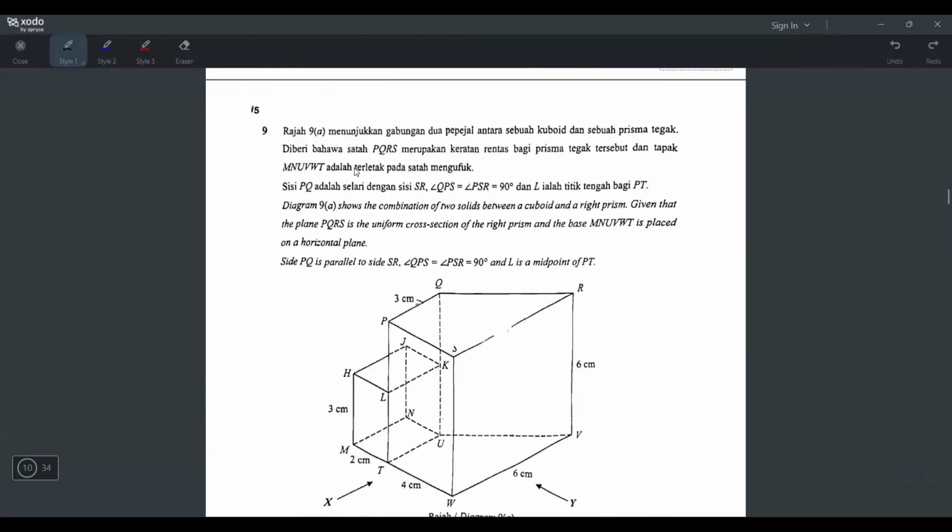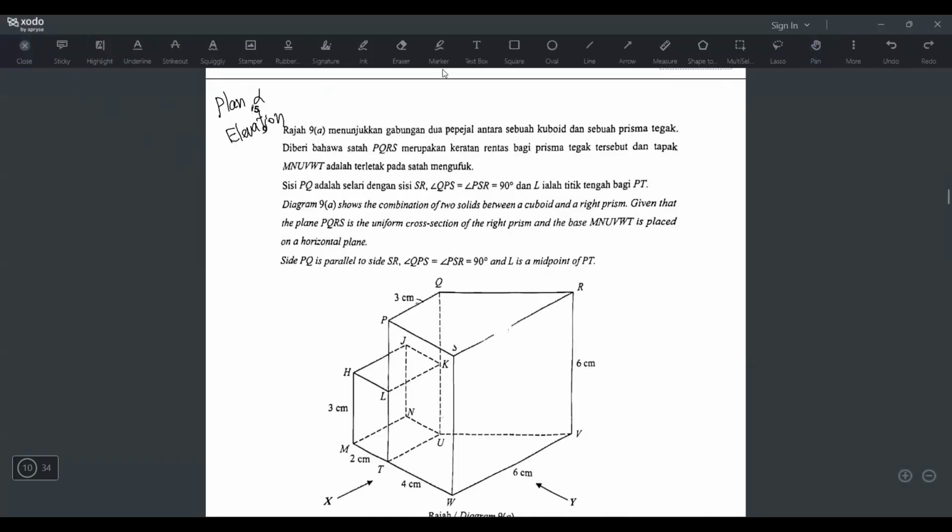Okay, let's do number 9. This one is called plan and elevation. It's a lower form chapter. Okay, you learn this in form 1, form 2, form 3. I don't remember whether it's form 2 or form 3, but you learn this. It's called plan and elevation. Okay, so let's read the question here.